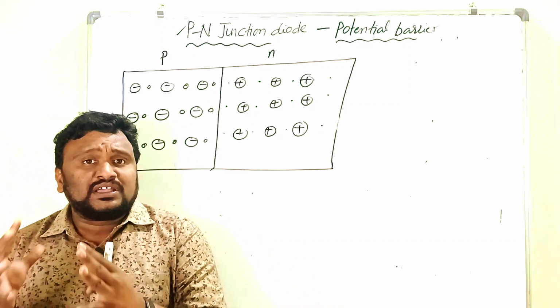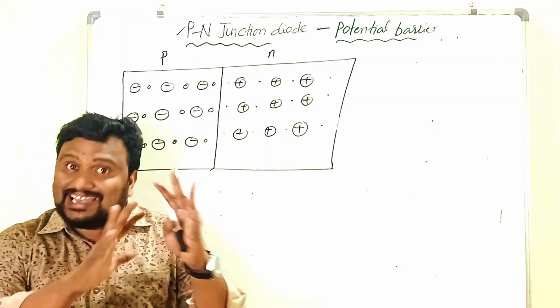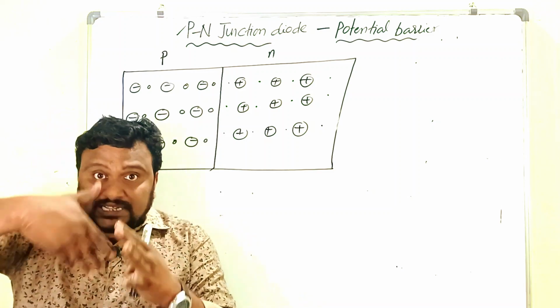In p-type semiconductors, the current is because of both charge carriers, holes and electrons. We will discuss this in coming videos.